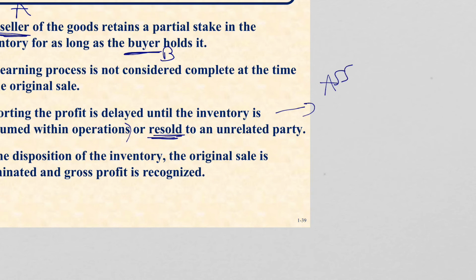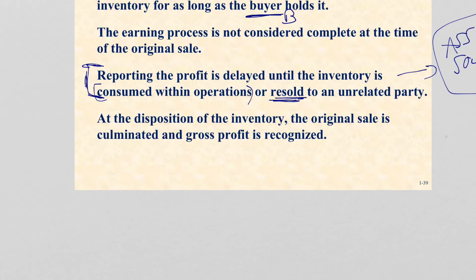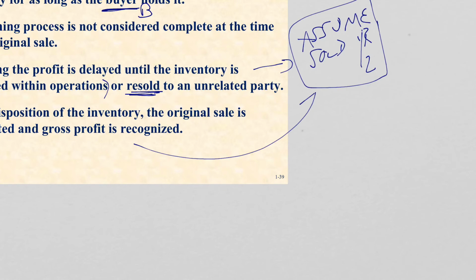That's an assumption. That's what GAAP does. GAAP gets away from trying to figure out when it actually sold. Assume sold year 2. That's always what we do. It just makes life easier, and life goes on. At the disposition of the inventory, the original sales culminate in gross profit being recognized, again, knowing that we always assume it's in the second year.